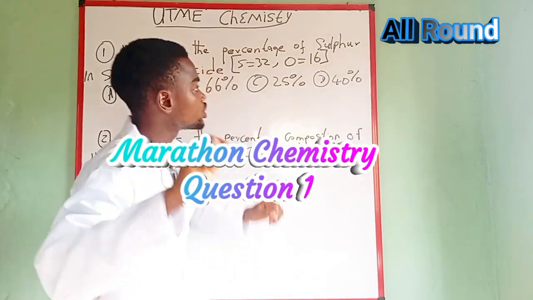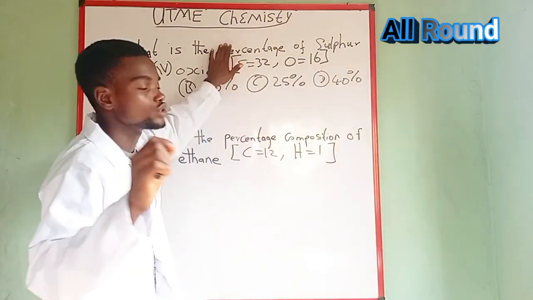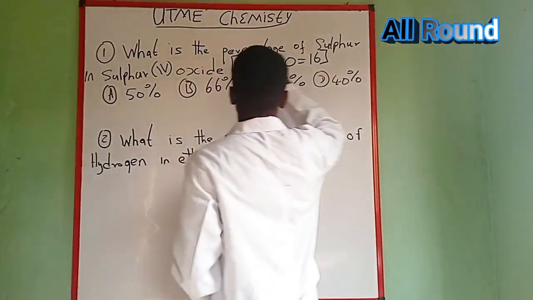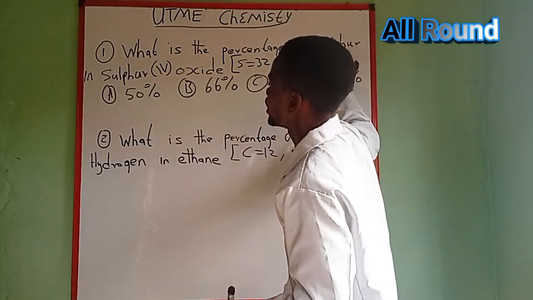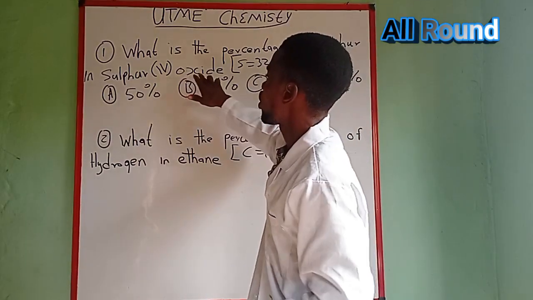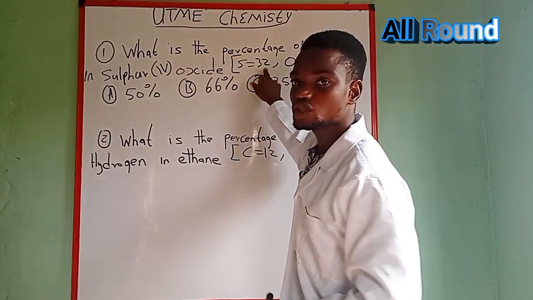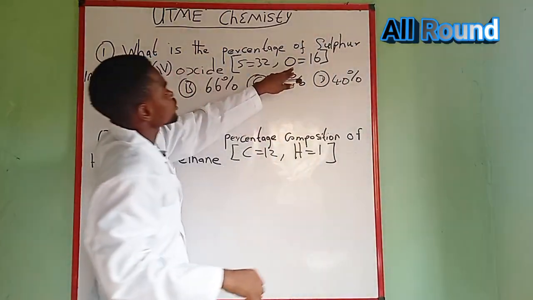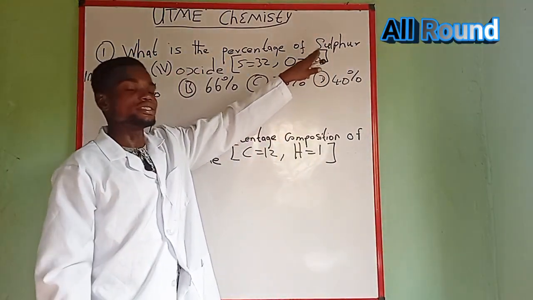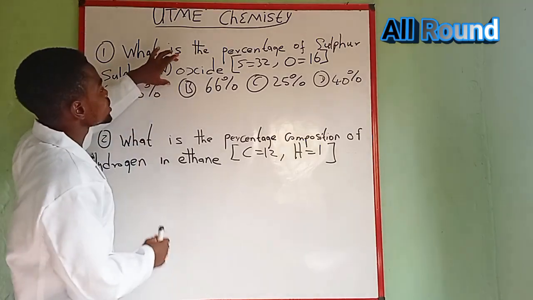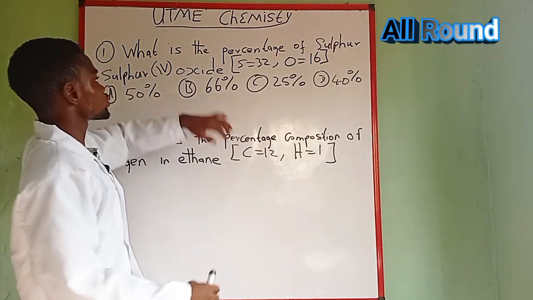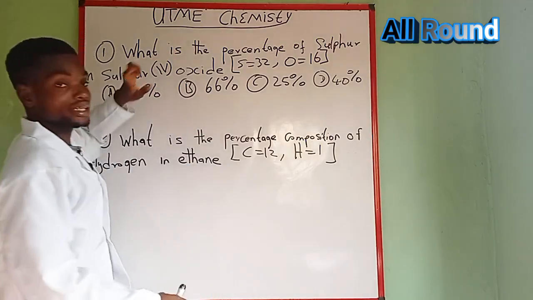Let's say you come across this question on your JAMB day, what are you going to do? Here you have: what is the percentage of sulfur in sulfur(IV) oxide? In brackets, S equals 32, the mass of sulfur, and the mass of oxygen is 16.